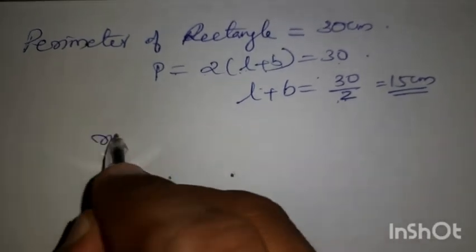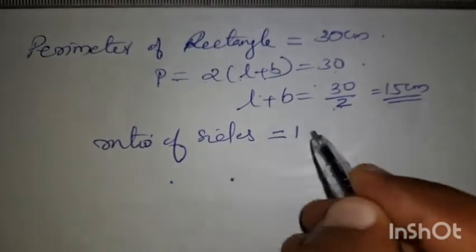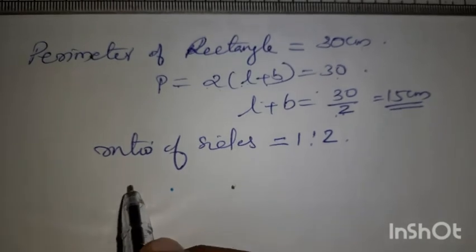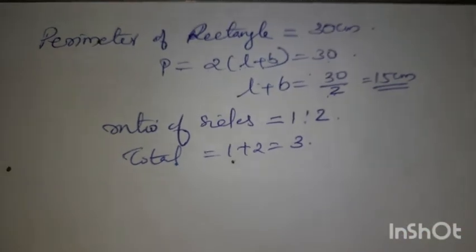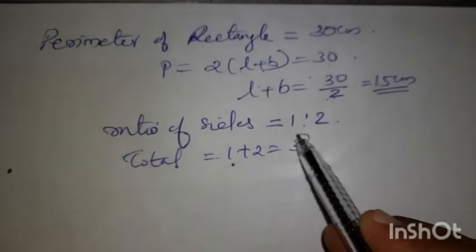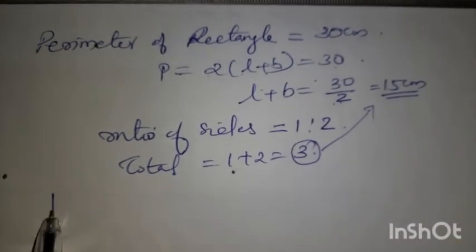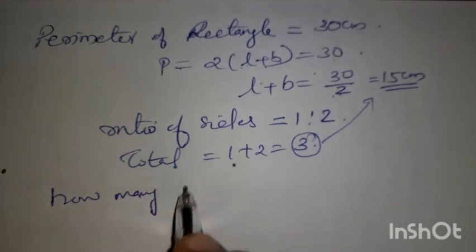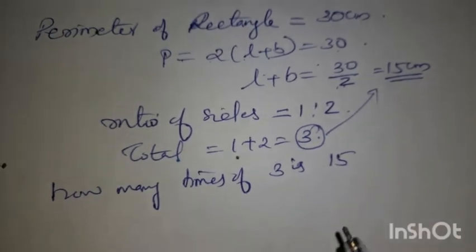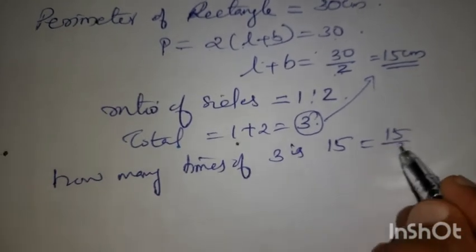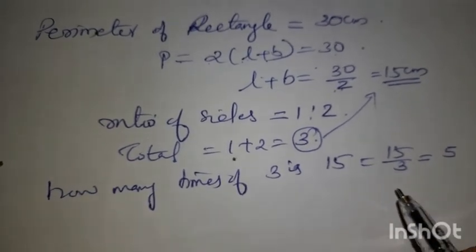Then they have given the ratio of the sides, 1:2. So the total is 1 plus 2 equal to 3. You have to find out how many times 3 is 15. How will you find out? It is 15 by 3. You know the answer is 5, so 5 times.